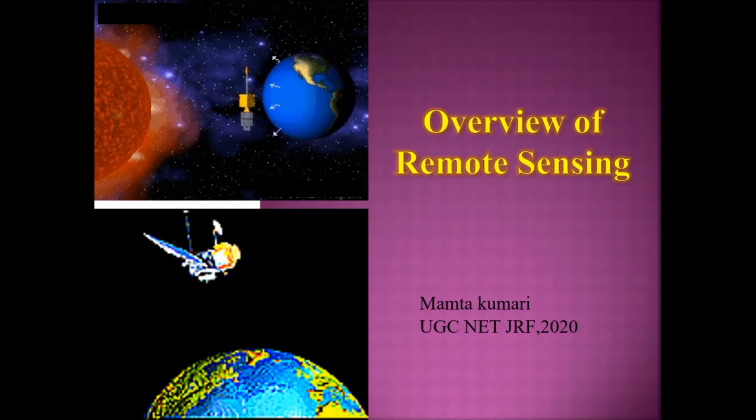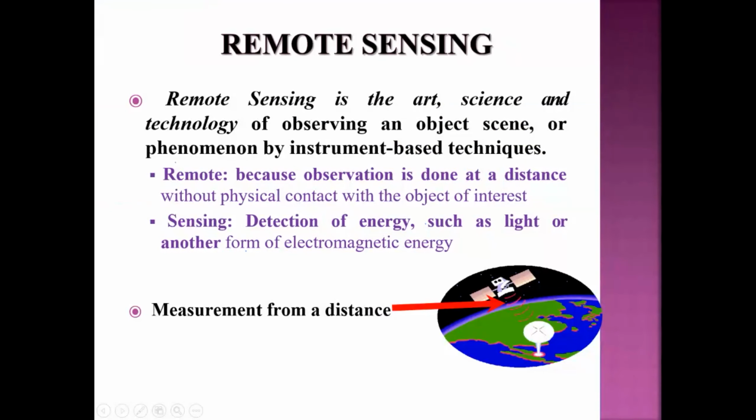You will see that satellites are used for various purposes. Satellite is also an example of remote sensing, which we will discuss later. These are the importance of remote sensing I am telling you. Now here you will see the basic definition of remote sensing.